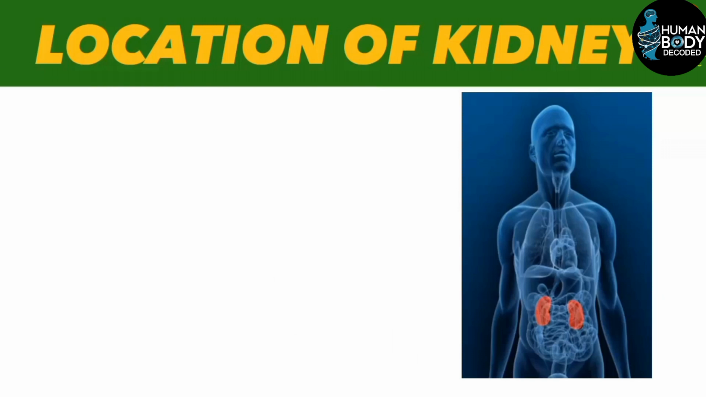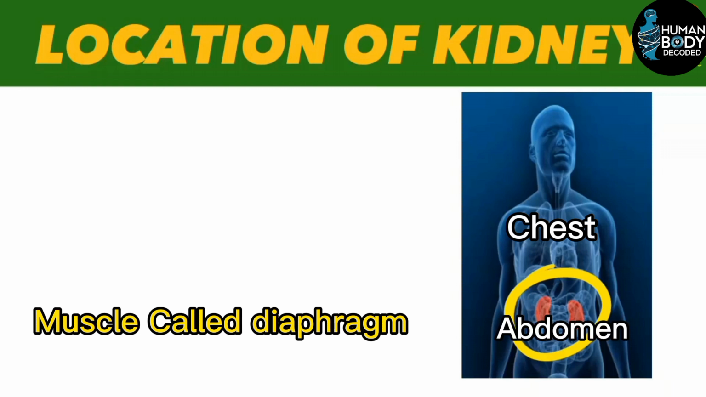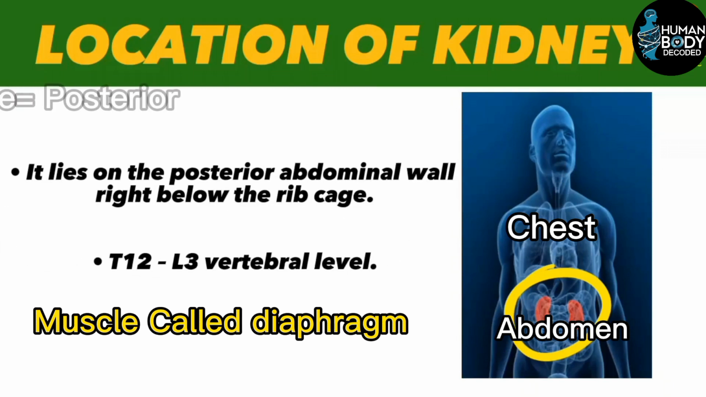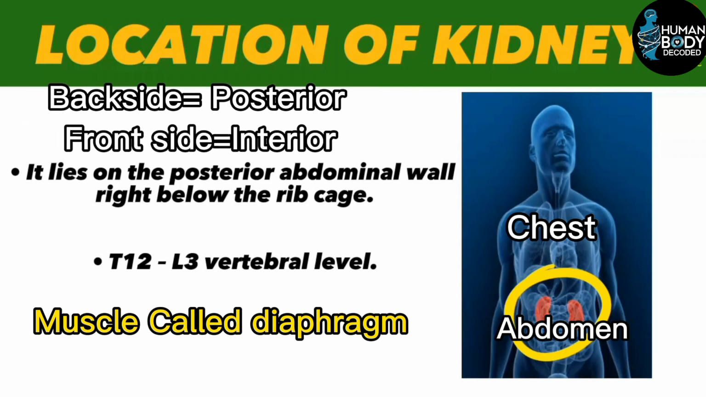You can see a diagram in front of you, and the kidneys are marked in red. There is a muscle in our body called the diaphragm. The area above the diaphragm is called the chest, and the area below it is called the abdomen. It is clear that the kidneys are located in the abdomen, but they are positioned towards the back, not the front. In medical terminology, the back side is referred to as posterior, while the front side is called anterior.